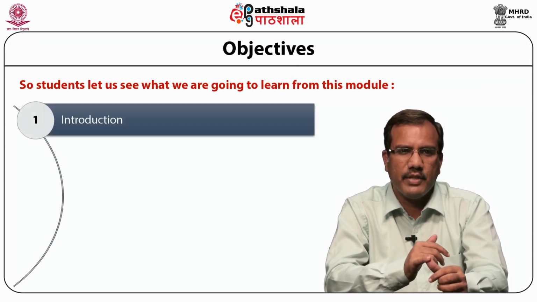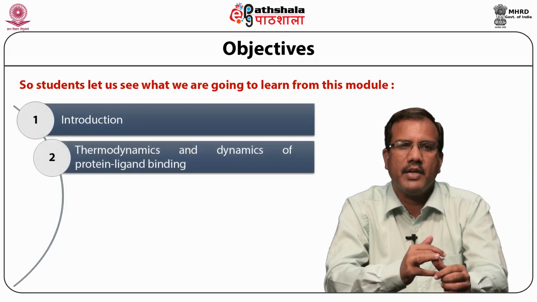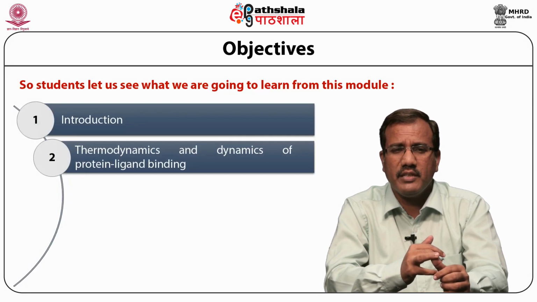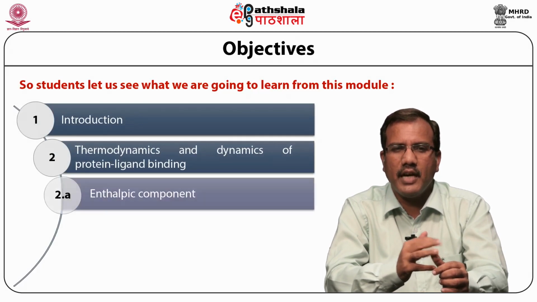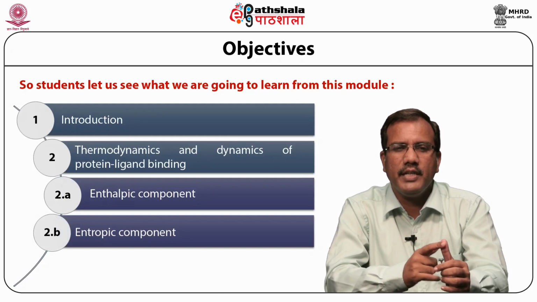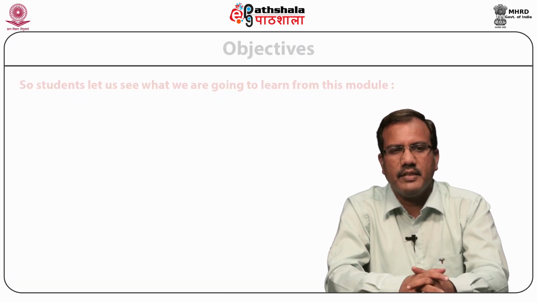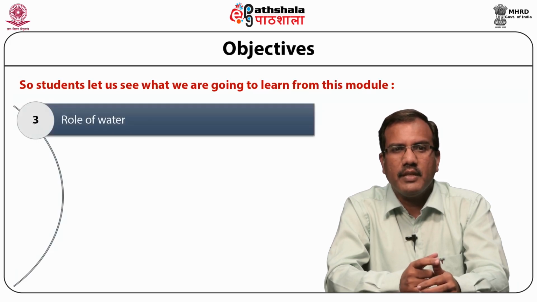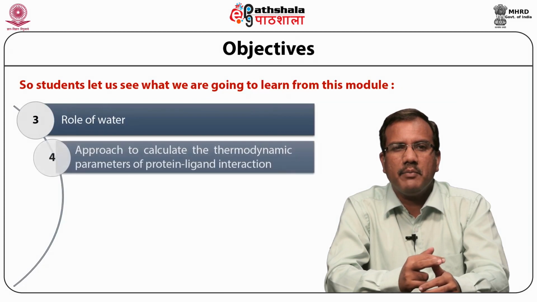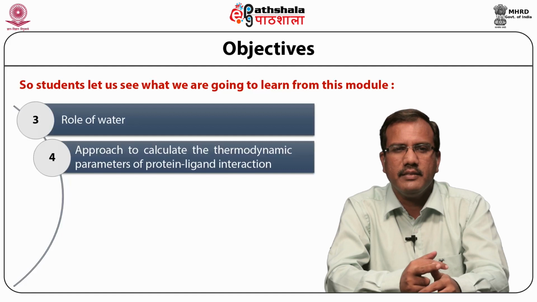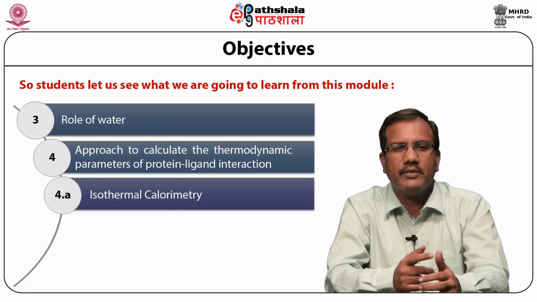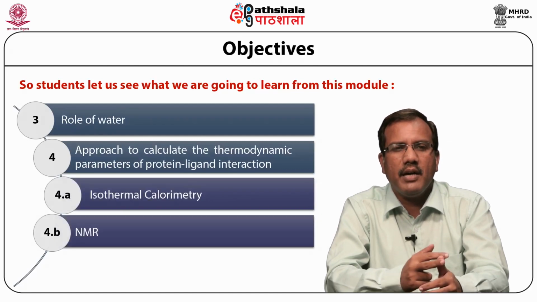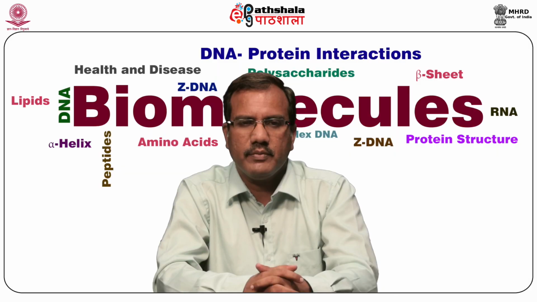We will start with introduction, then we will go to thermodynamic and dynamics of protein ligand binding. The three important things come into this: enthalpy component, entropy component and heat capacity change. We will also look at the role of water. We will look at approach to calculate the thermodynamic parameters of protein ligand interactions. We will discuss isothermal calorimeter, NMR and computational approaches.